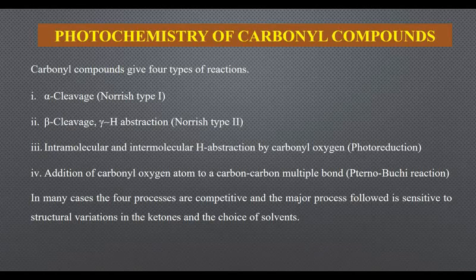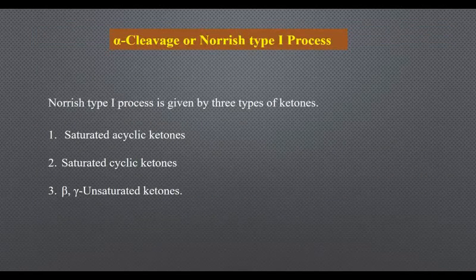In most of these cases, these four processes are in competition, and sometimes a mixture of products is formed. So we have to be very careful in choosing the conditions and the substrate to obtain our desired product. Alpha cleavage or Norrish type 1 process: three types of ketones, that is saturated cyclic ketones, saturated acyclic ketones, or beta gamma unsaturated ketones, give this type of reaction.